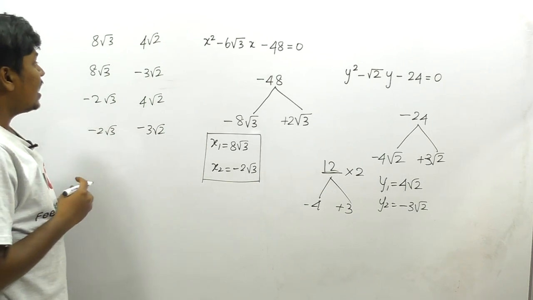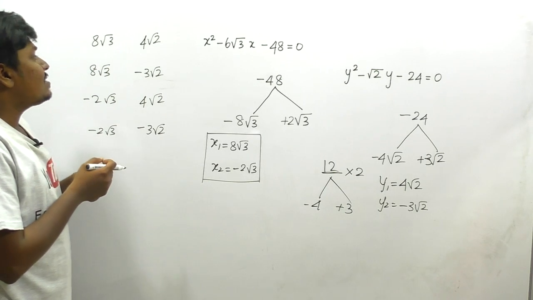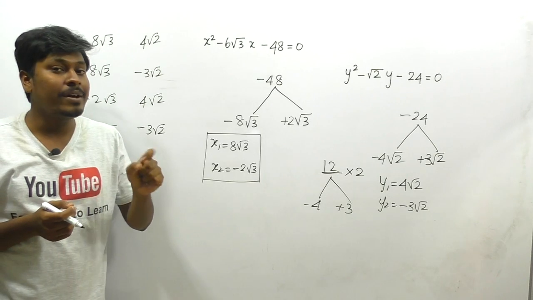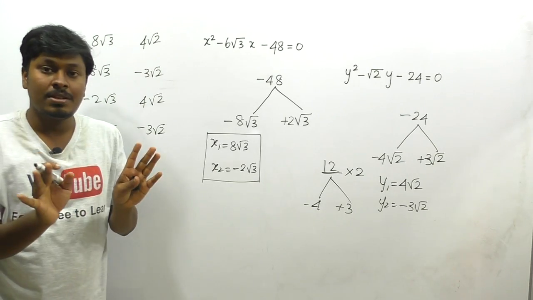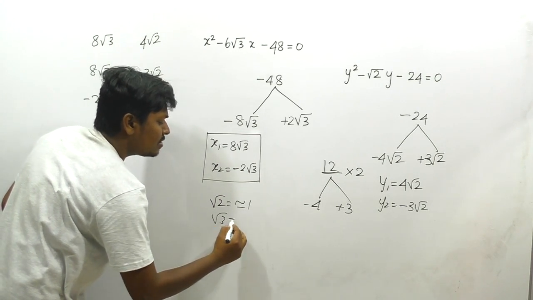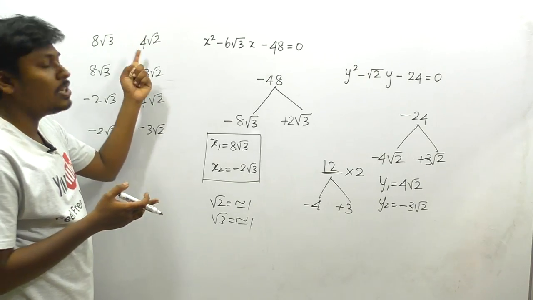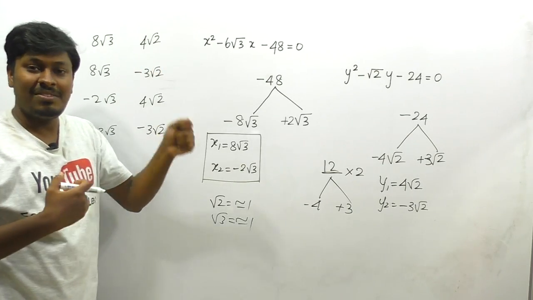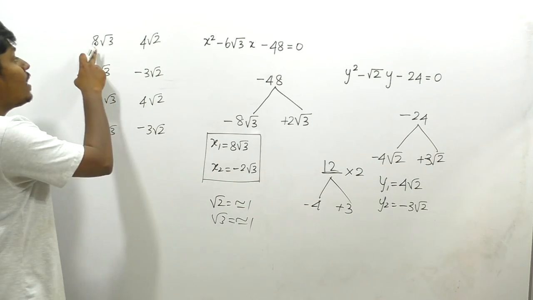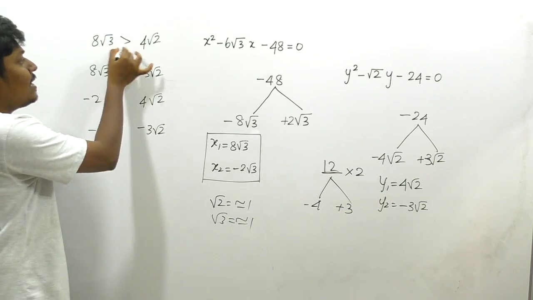Friends, in order to compare these values, which is most important, we already know that root 2 is 1.414 and root 3 is 1.732. Don't get confused, just take root 2 as approximately 1, and root 3 also as approximately 1. Don't waste your time multiplying every value with 1.7 or 1.4. So better to take root 2 as 1 and root 3 also as 1. So 8, with root 3 as 1, is 8 greater than 4? We can say that 8 is greater.